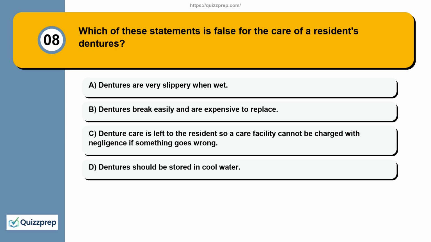Question 8. Which of these statements is false for the care of a resident's dentures? Dentures are very slippery when wet. Dentures break easily and are expensive to replace. Denture care is left to the resident so a care facility cannot be charged with negligence if something goes wrong. Dentures should be stored in cool water.